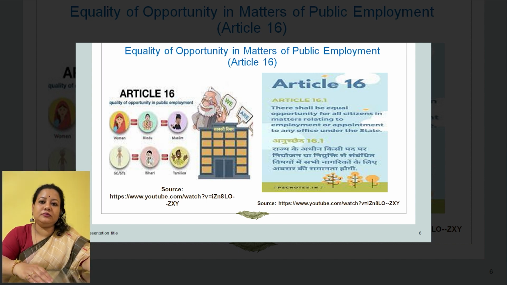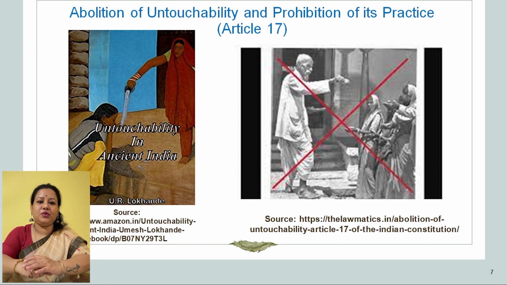Next, Article 17, it says abolition of untouchability and prohibition of its practice. So, in the slide, you have seen two pictures. The first picture is the cover page of the book Untouchability in Ancient India, written by U.R. Lokhande. I have taken the picture from Amazon. Then the second picture shows that the untouchability practice is going on and it shows that it is wrong, right? So Article 17 of the Indian Constitution prohibits the practice of untouchability.